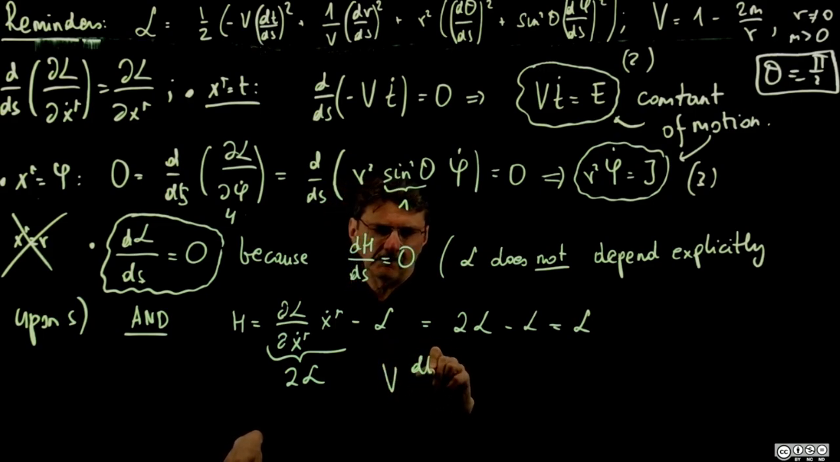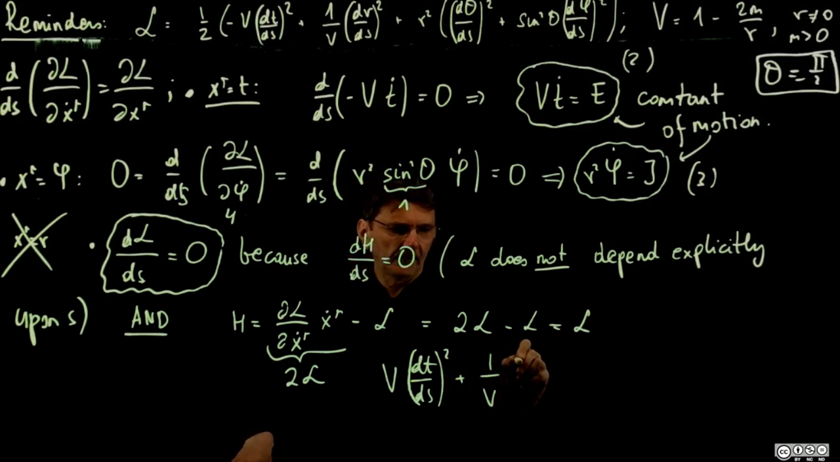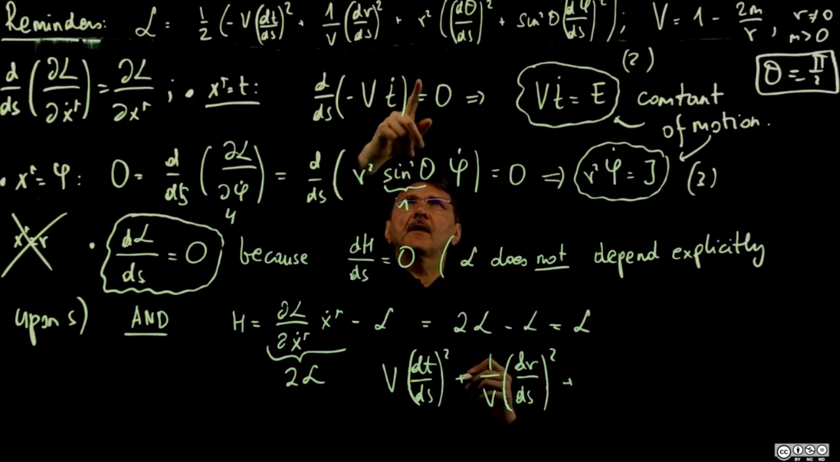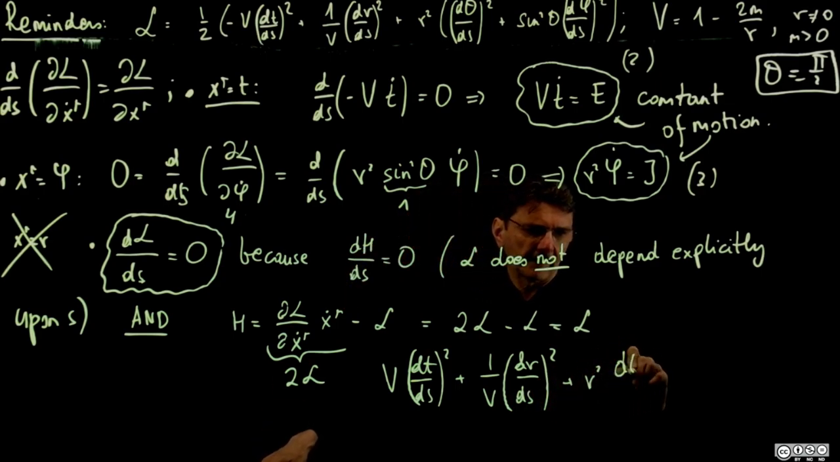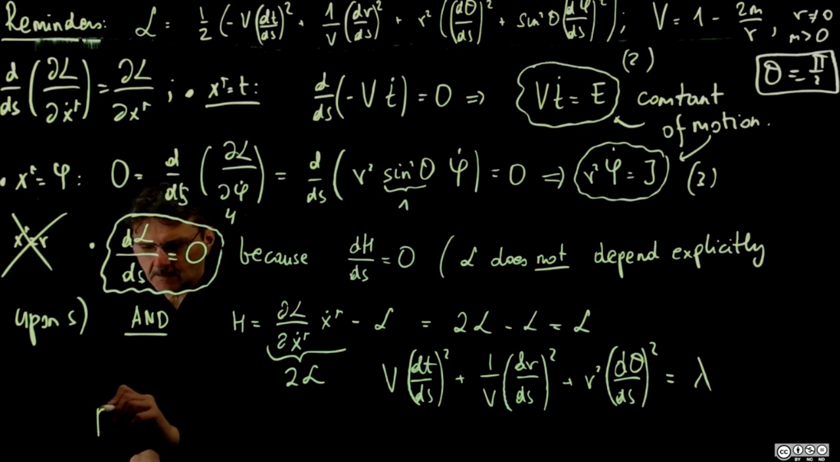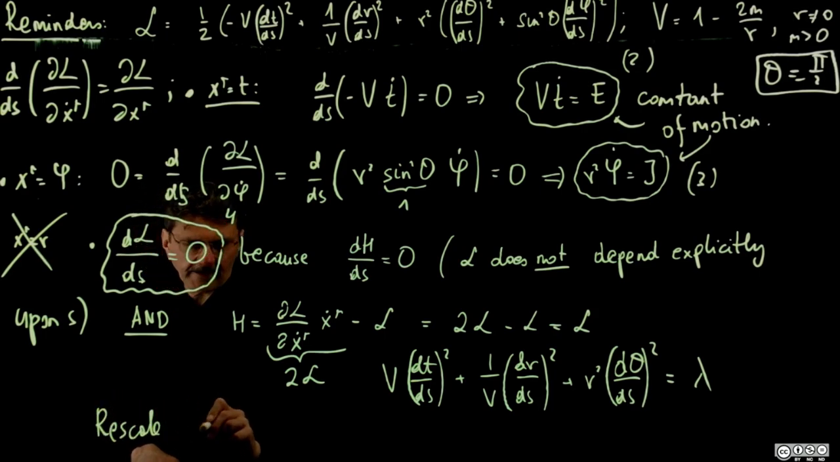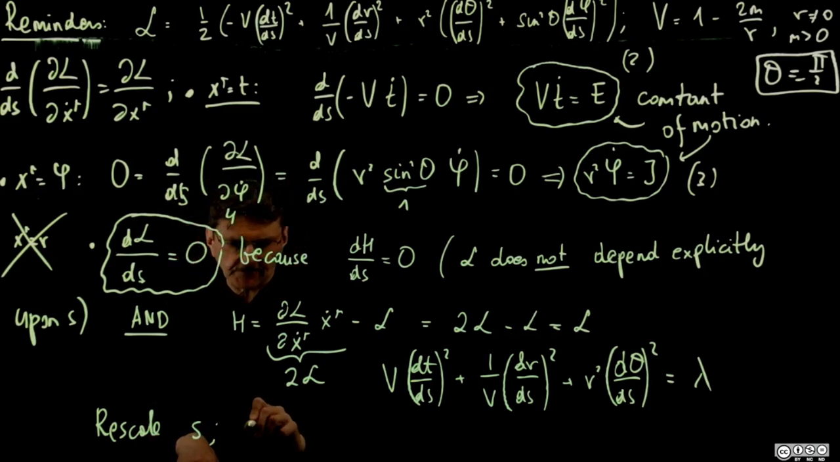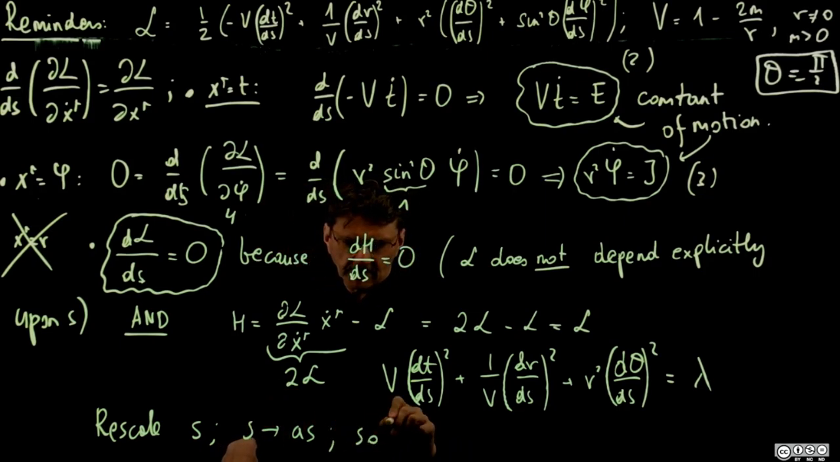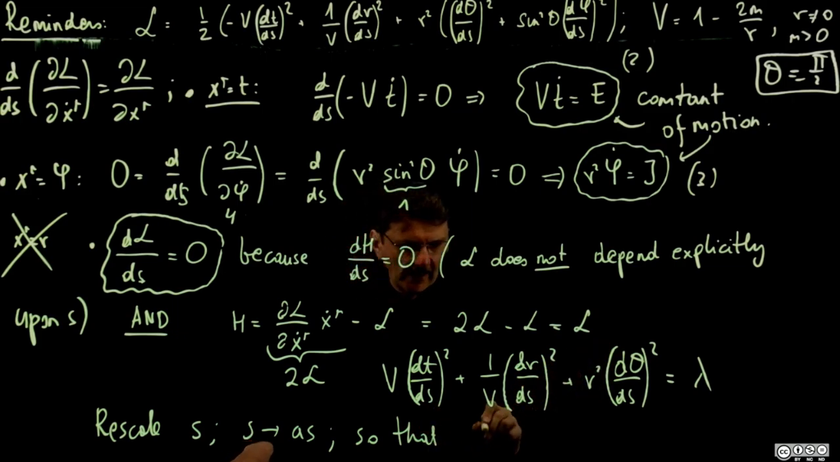I'm going to write it like that: v (dt/ds) square plus 1 over v (dr/ds) square plus r square (d theta/ds) square, and I'm going to call this lambda. And we can also rescale S. Just make a transformation S goes to A S and choose A so that we have three possibilities where either lambda is equal to 1.